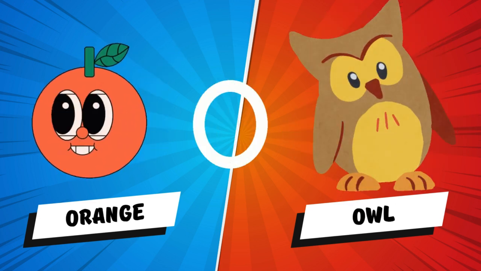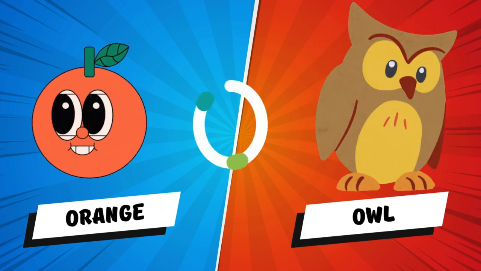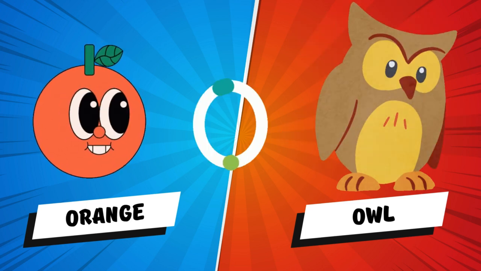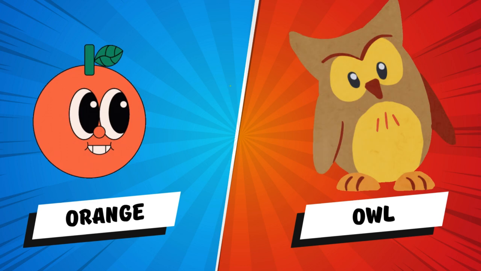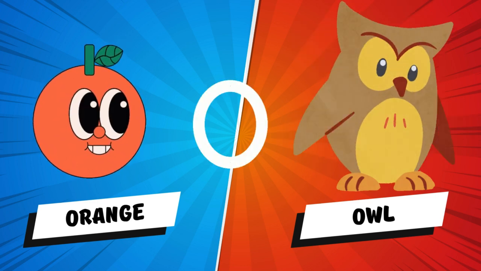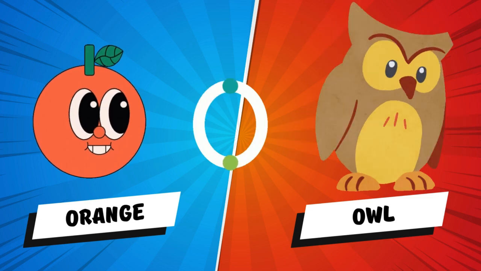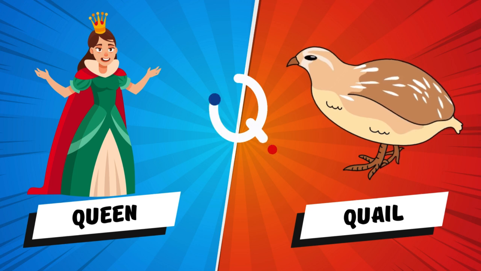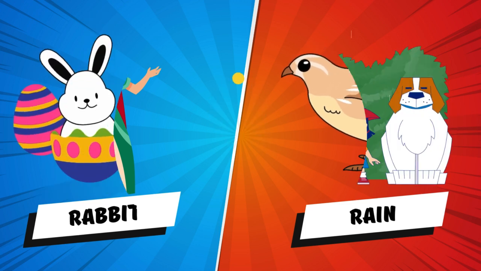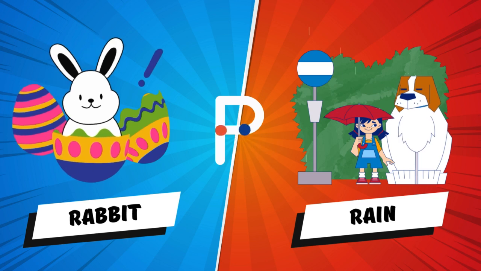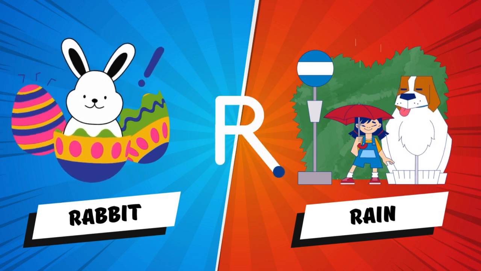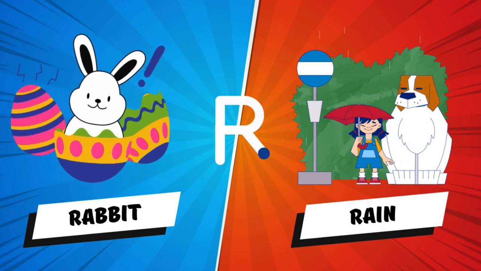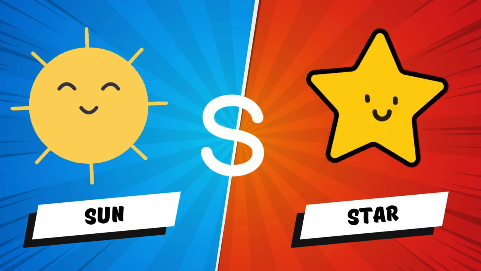O for orange, O for owl. P for queen, Q for quail, Q for quill. R for rabbit, R for rain. S for sun, S for star.